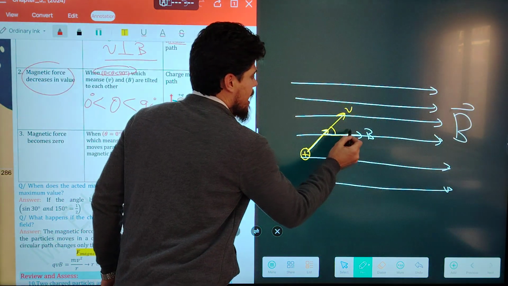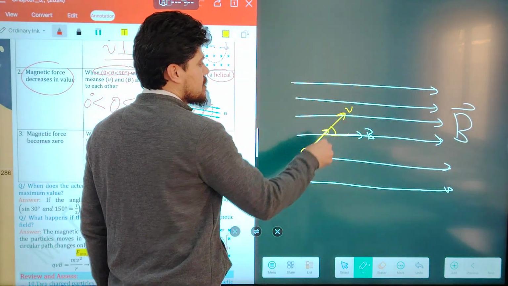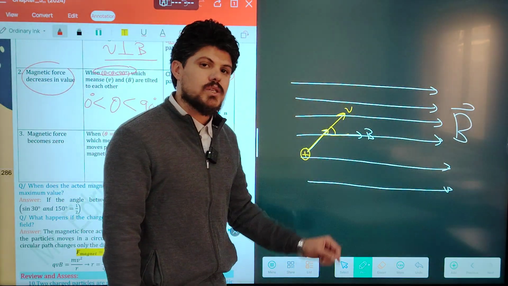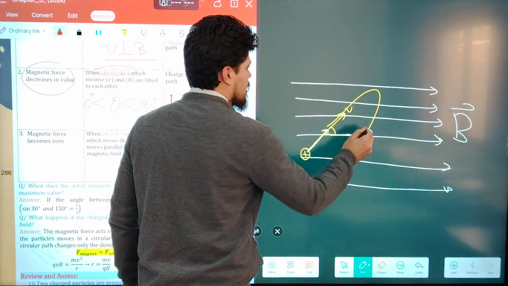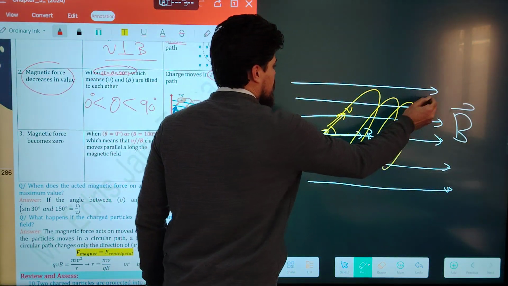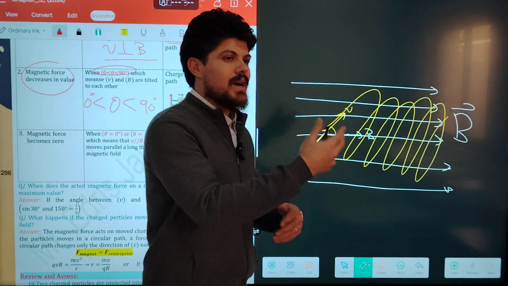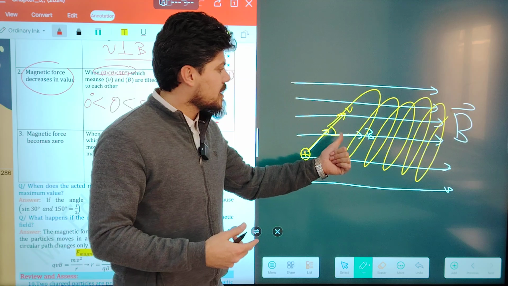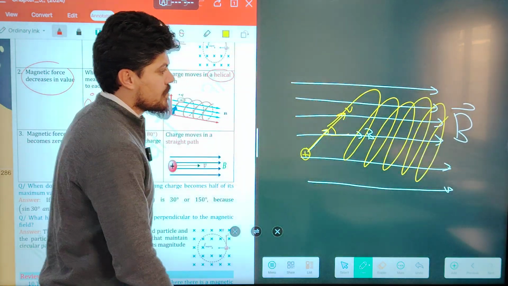No. Is the angle between V and B 90 degrees? No. So, can we say this is perpendicular? No, this is not perpendicular. In the case when the charge's speed is not perpendicular to the magnetic field, the charge's path becomes what? Helical path. The magnetic field exerts a magnetic force on a charged particle, but the path of the charge becomes a helical path, not a circular path.